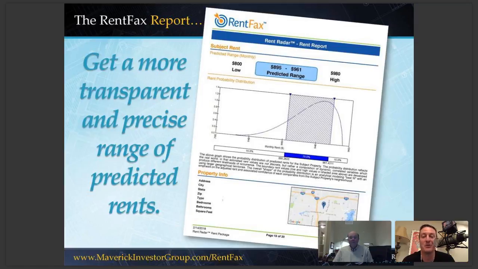So it's not like a seller told you it went for this much and then it rents for way less, and it wasn't actually the market rent. You need to independently verify what the market rent is.